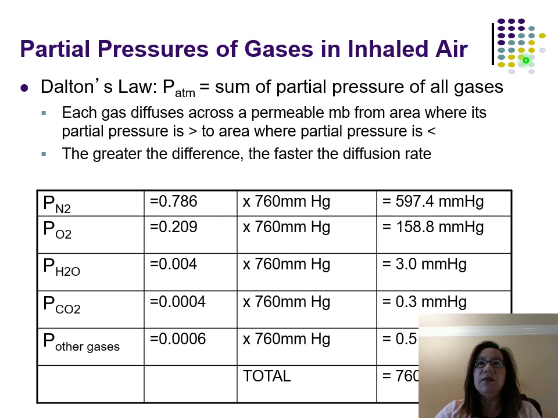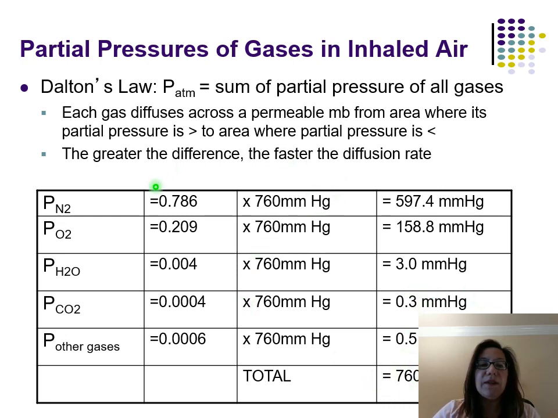Now, when we talk about air, there's actually more than just oxygen and CO2 in air. There's other gases, and these gases include nitrogen, water, and then some other minor gases. Now, keep in mind that atmospheric pressure is 760 millimeters of mercury. Well, if you look at all of the individual pressures that each gas exerts, these are called partial pressures, and it's noted as capital P, subscript, and then whatever gas we're talking about. They have their own pressure. When you combine all of the individual pressures, voila, that equals 760 millimeters of mercury.